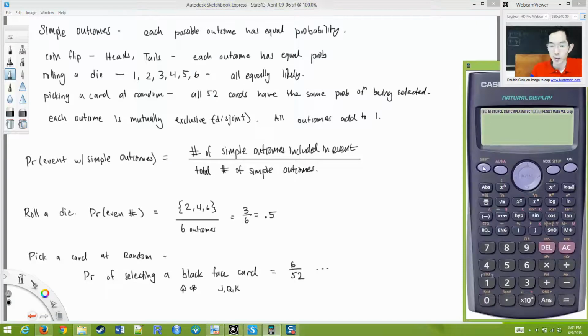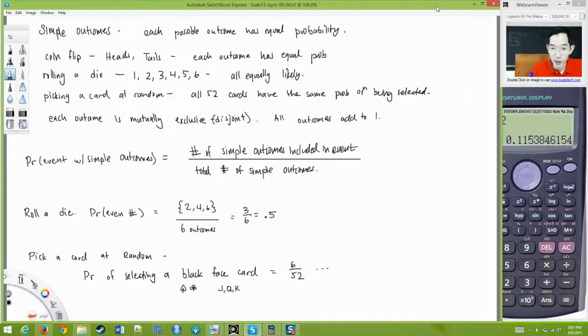I guess I can do the math over here. 6 over 52 is 0.11538. Probability of selecting a black face card, 6 out of 52.